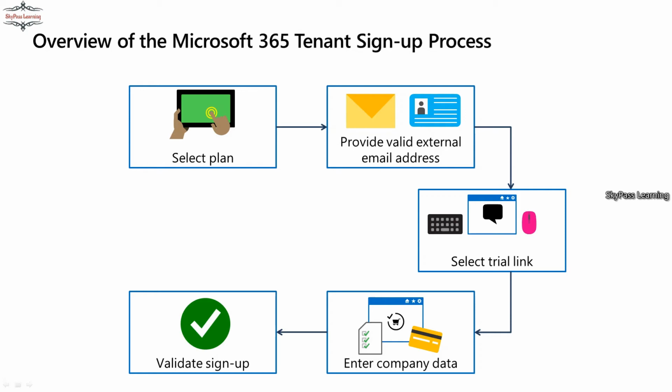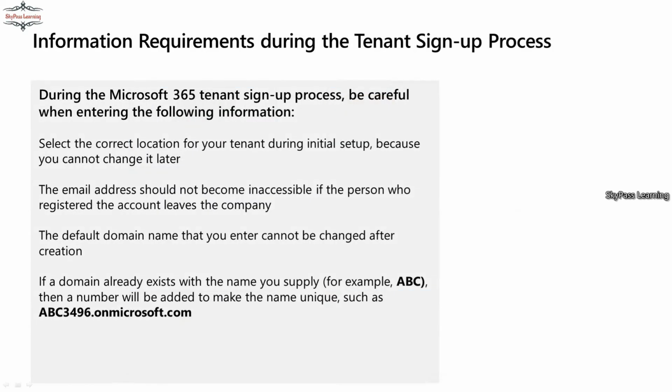What else do we have? These are the tenant sign-in process. I have explained this process in one of my short videos, which is available on the same channel. You can view how to sign up for a free or trial account for Office 365, where you have to select the plan, put in your valid external email address credential. It could be your Gmail address, or your Outlook or any address, your organization address. Select the trial link, then enter your company data. After verification, your environment will be ready.